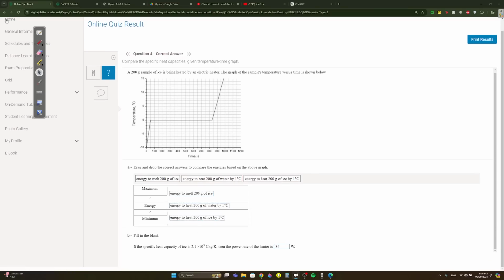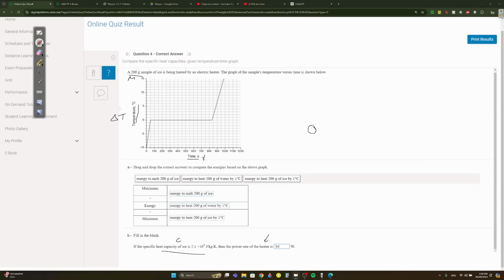If the specific heat capacity of ice is 2.1, then find the power of the heater. Okay, this one's a bit interesting because we haven't really worked with power before. What do we know? If you realize here, they gave you the specific heat capacity, they gave you C. And remember, in this graph we have time, we have the temperature, and we have the mass. So even though it might not be given to you directly, we have C, we have the time T, we have the temperature delta T, and we have the mass.